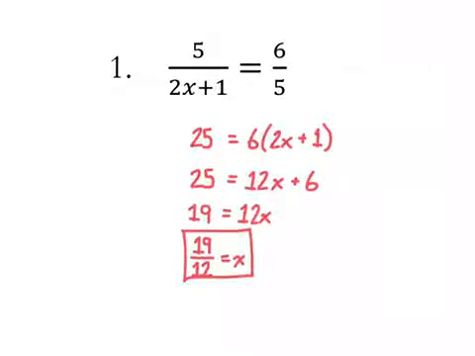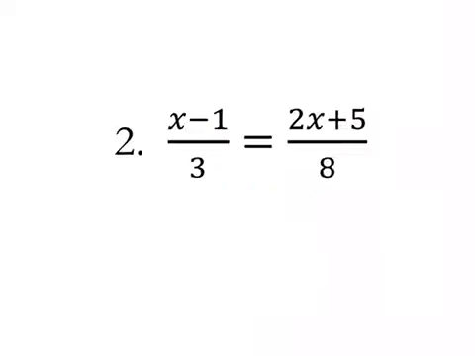So here's example number 1. I cross multiply, I get 25 is equal to 6 times the quantity 2x plus 1, which when we distribute, we get 12x plus 6. Subtract 6 from both sides, divide by 12, and 19 over 12 is as simple as it gets for that one. Let's move on over to example 2 here.